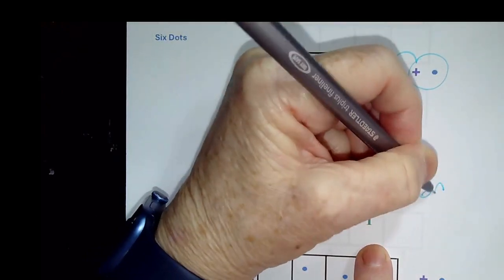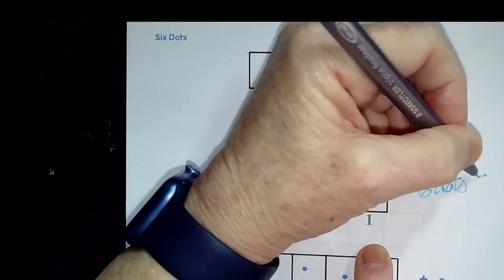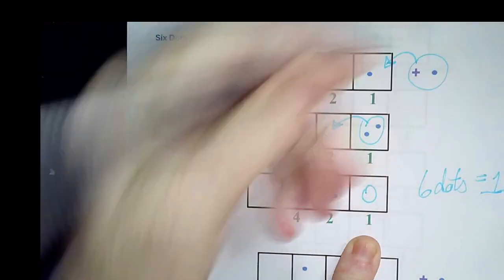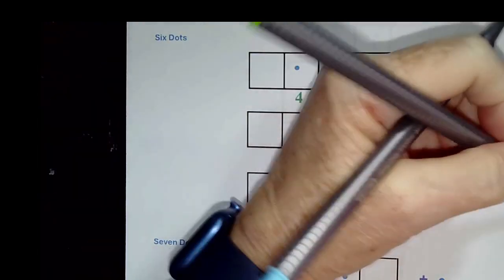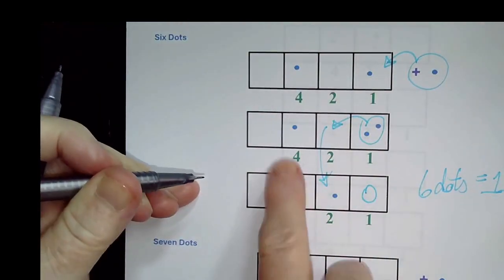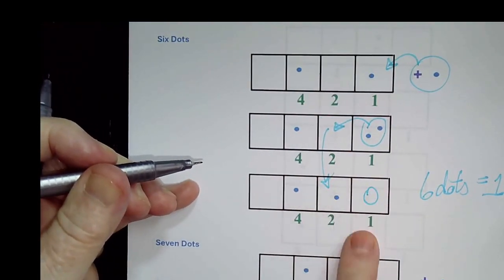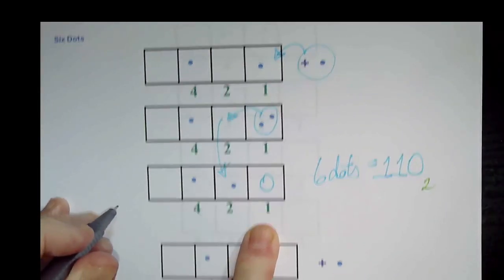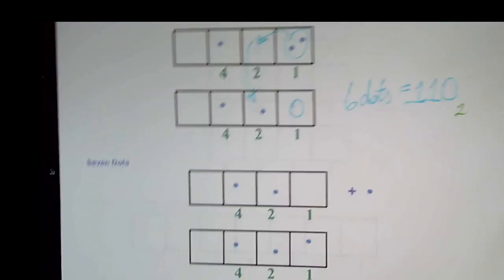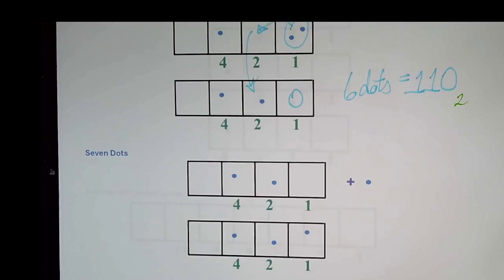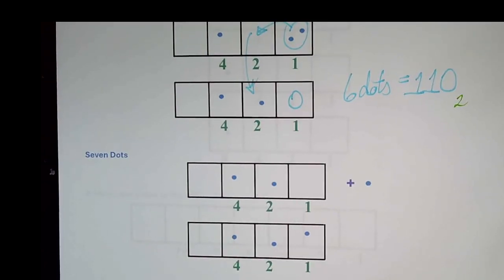So that 6 dots is equivalent to 1, 1, 0, base 2. Or 1 dot in the fours place, 1 dot in the twos place, 0 dots in the ones place. We're just going to do this twice more so that we get sort of the hang of it.